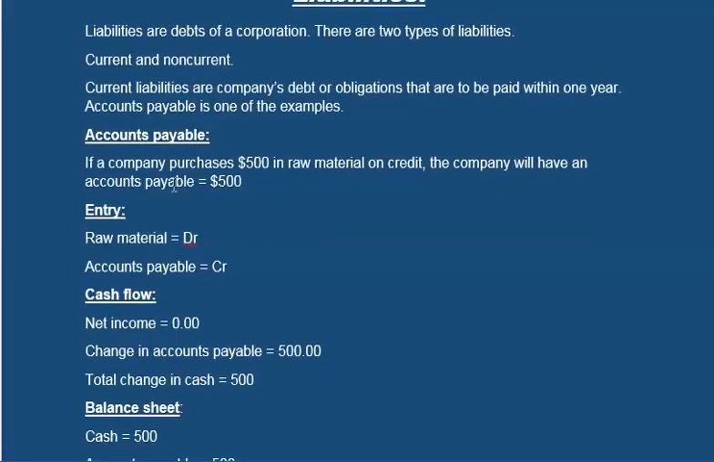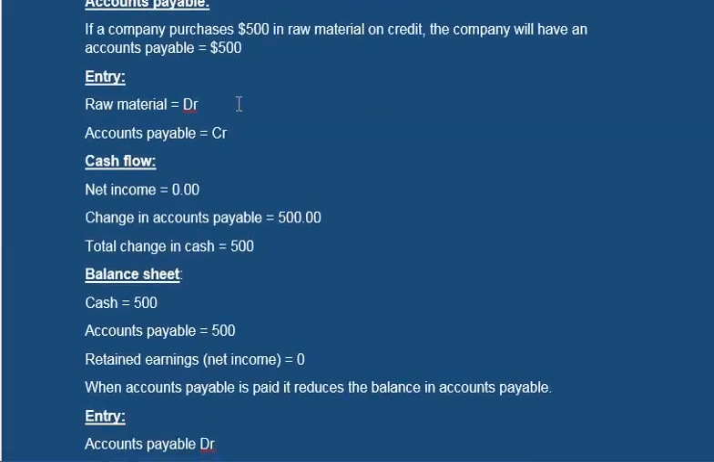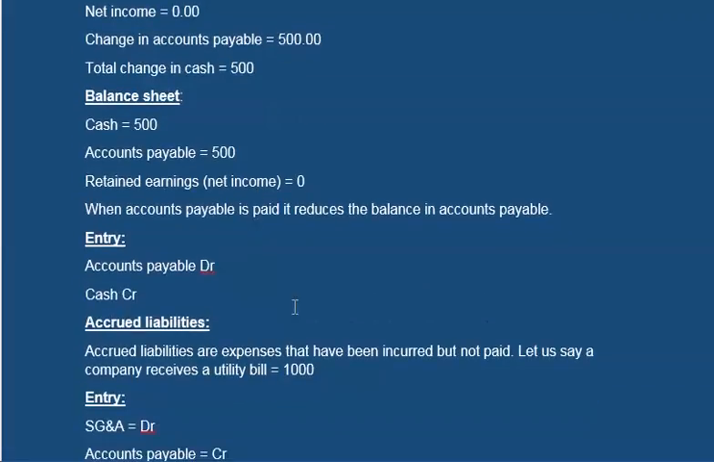Accounts payable. So if a company purchases $500 in raw material on credit, the company will have an accounts payable of $500. Entry. Raw material will be debited, accounts payable will be credited. Cash flow. Net income will be 0. Change in accounts payable is 500. Total change in cash is 500. Balance sheet. Cash equals 100. Accounts payable is equal to 500. Retained earnings, net income equals 0.